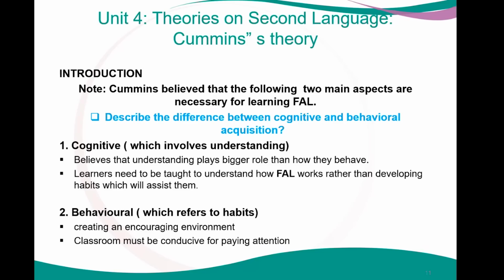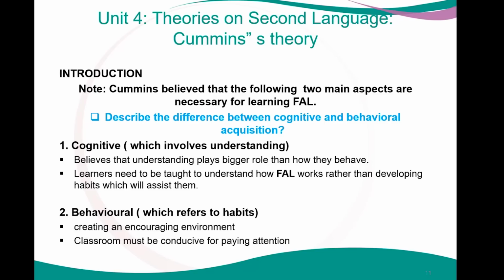Unit 4, theories and second language. Note, Cummins believed that the following two main aspects are necessary for learning. I might ask you a question. Describe the difference between cognitive and behavioral acquisition. Cognitive, which involves understanding. Behavioral, which refers to habits. Let's look at cognitive. It believes that understanding plays a bigger role than how they behave. Learners need to be taught to understand how FAL works rather than developing habits which will assist them.